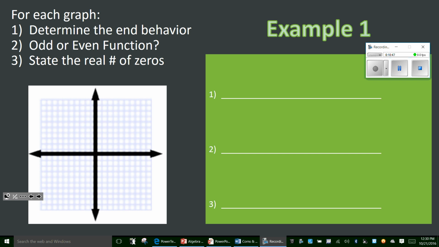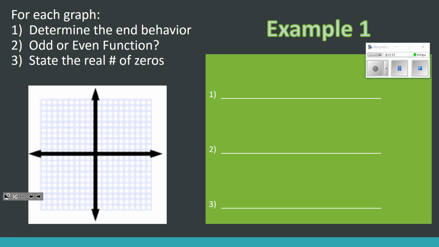Number one, we are going to determine the end behavior. Number two, we're going to discuss whether it has an odd or even function. And we are going to state the real number of zeros. Okay, the real number of zeros. So we're going to look at a linear function first. So I'll give you a minute to write that down, and then we'll discuss it.